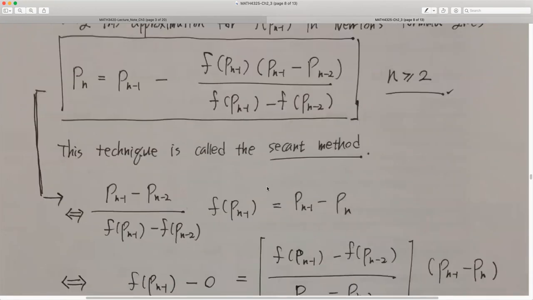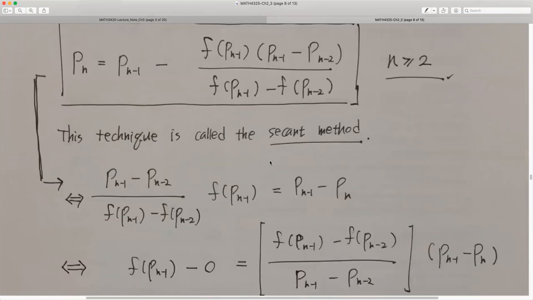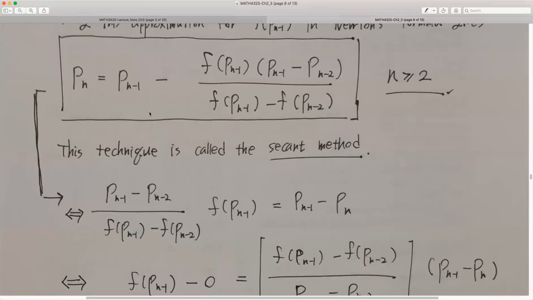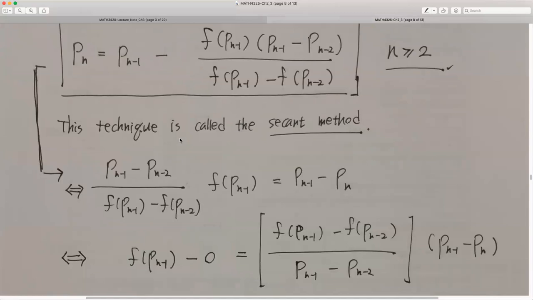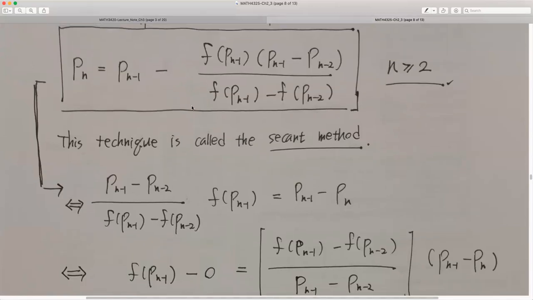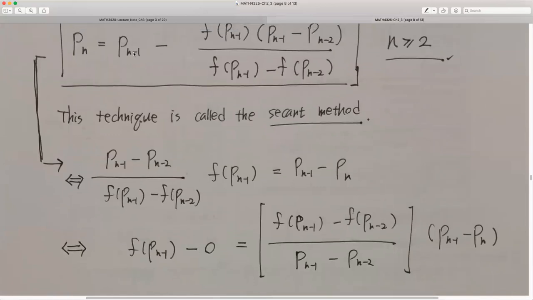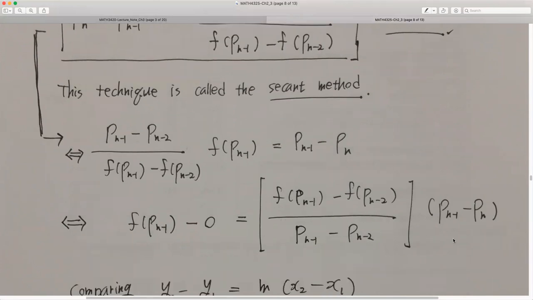So the technique is called the secant method. Now, to understand the meaning of this, let's rewrite the secant formula like this. First, we move p n minus 1 to the left-hand side and interchange the left-hand side and right-hand side. Then isolate f of p n minus 1, and you're going to get this. Now you see that this is the slope, I mean, the point-slope form, right?